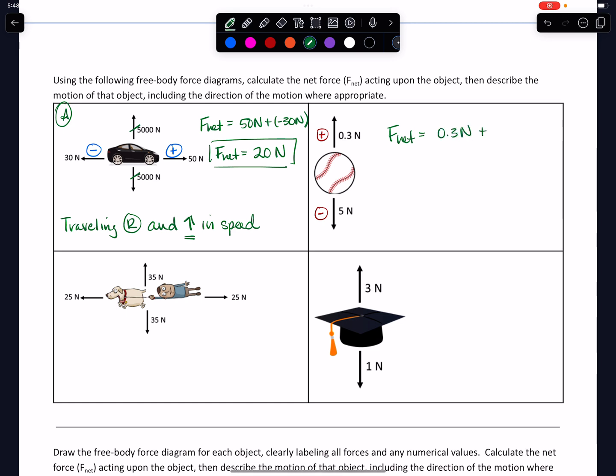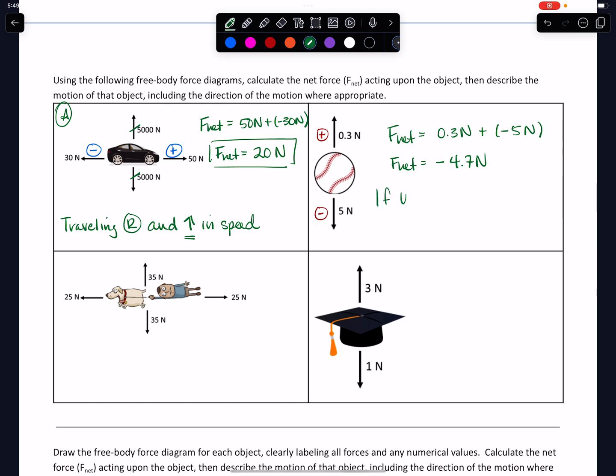0.3 newtons plus negative 5 newtons. All right, so my net force is going to be equal to negative 4.7 newtons. Now I don't really know the direction of travel here. It's a baseball. It doesn't tell me whether it's going up or down. But I can make some inferences.